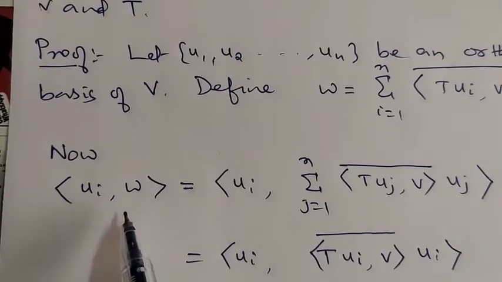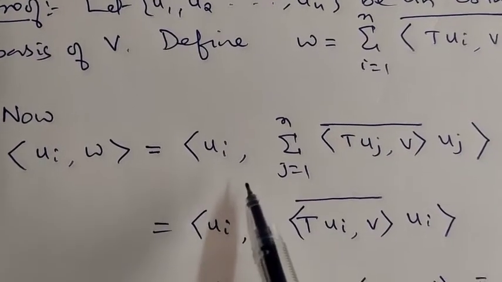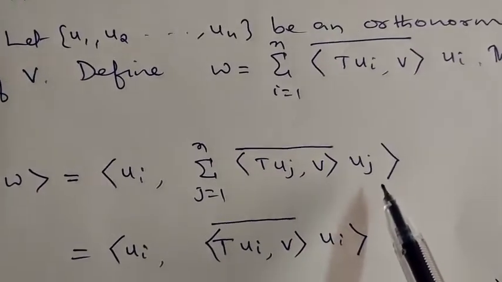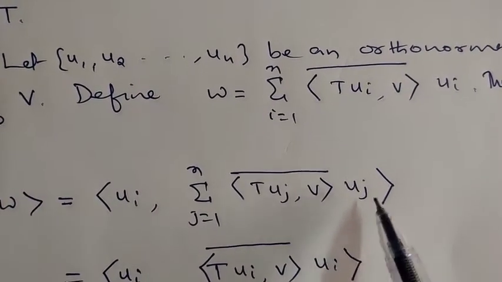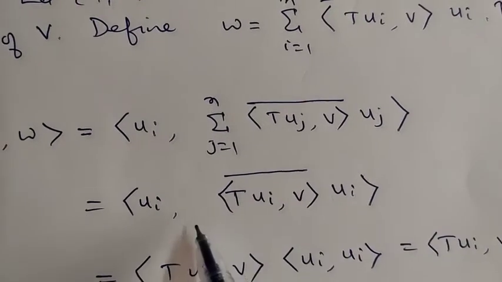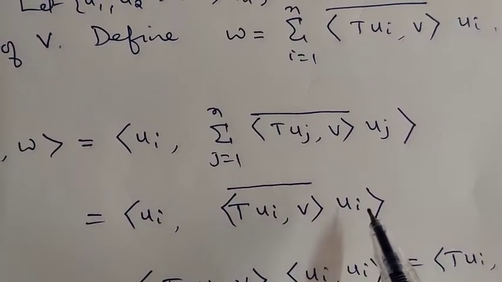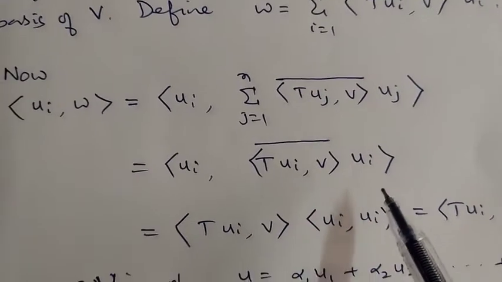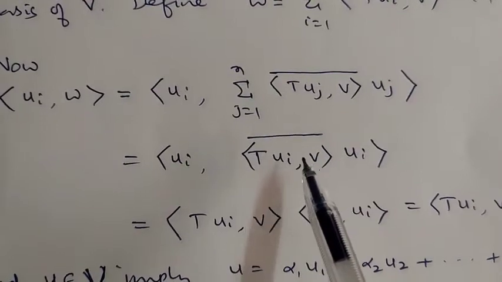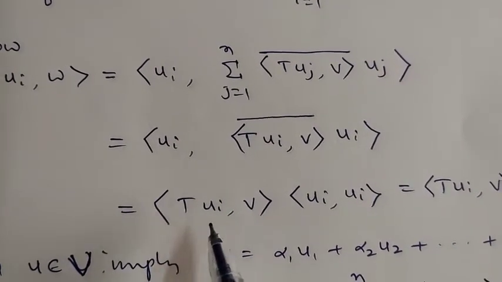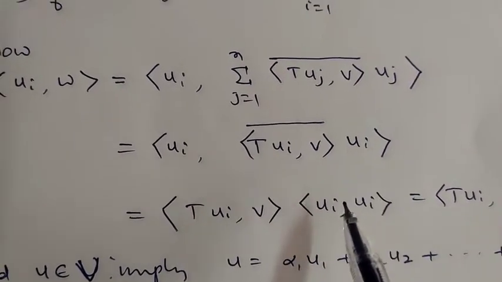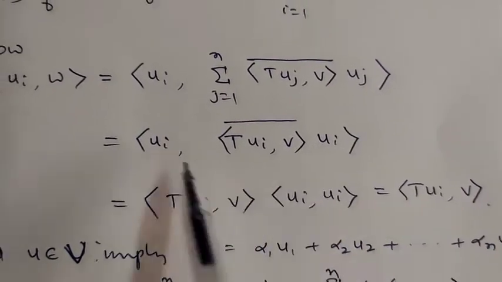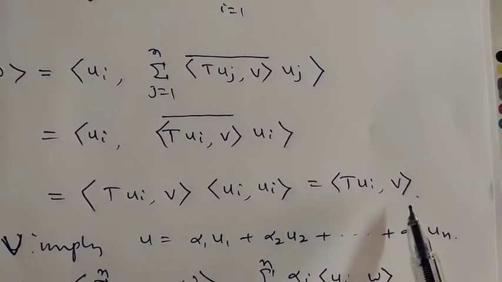Now consider the inner product of ui comma w. This is equal to summation j equals 1 to n inner product of T of uj comma v conjugate, comma uj, under the inner product. Because ui's are orthonormal, this gives only ui comma inner product of T of ui comma v conjugate into ui. The scalar alpha bar can be taken out, so it becomes T of ui comma v into inner product of ui comma ui. Inner product of ui comma ui is 1, therefore this gives the inner product of T of ui comma v. Thus, inner product of ui comma w is equal to T of ui comma v.